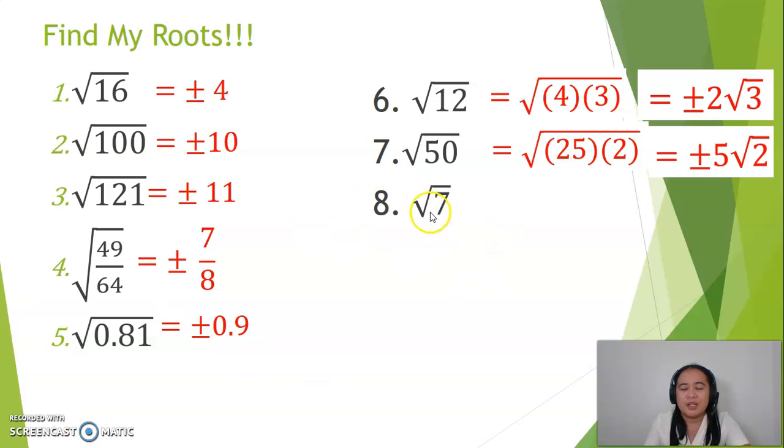Another example, square root of 7. 7 is not a perfect square. And there is no factor of 7 which is a perfect square. So therefore, the square root of 7 is positive and negative square root of 7.